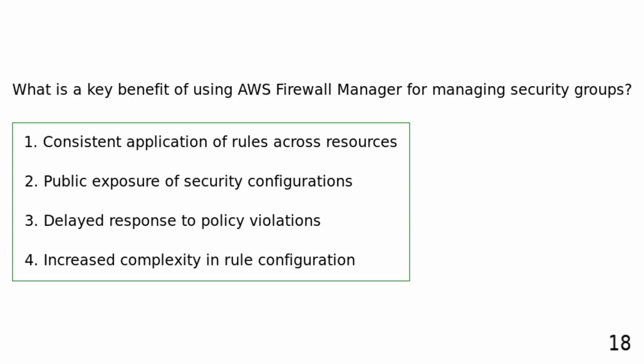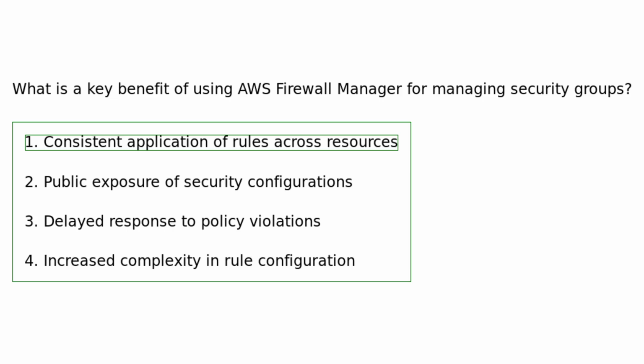Consistent application of rules across resources. Public exposure of security configurations. Delayed response to policy violations. Increased complexity in rule configuration. A key benefit of using AWS Firewall Manager for managing security groups is the consistent application of rules across multiple resources, ensuring that security policies are uniformly enforced.